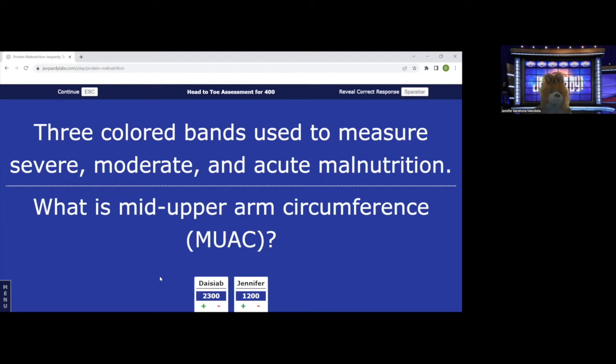So this is used to measure an individual's nutritional status. You measure the straight left arm midway between the tip of the shoulder and the tip of the elbow. It defines acute malnutrition and is commonly used in children over the age of 6 months, as well as in pregnant women. An MUAC value of less than 115 millimeters indicates severe acute malnutrition. However, if it's equal to or greater than, it indicates a moderate acute malnutrition. Thank you for that, Jennifer. Let's move on to our next question.